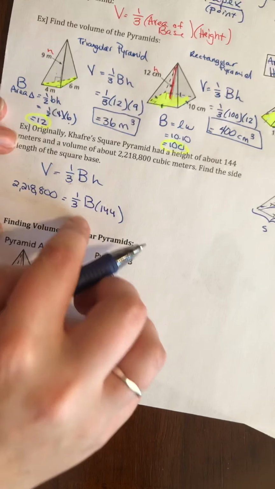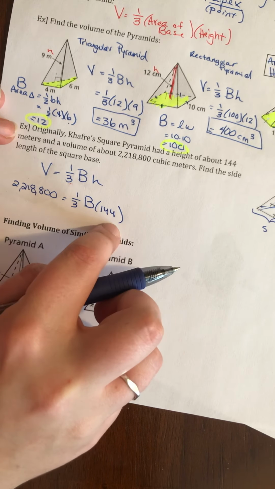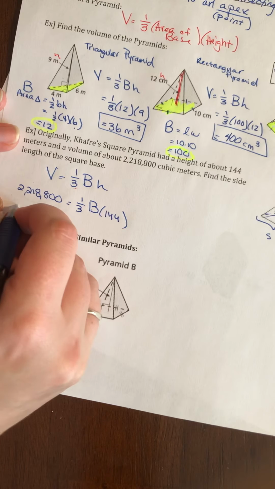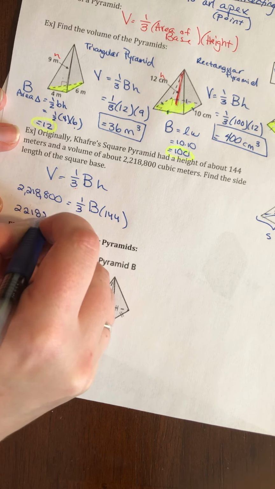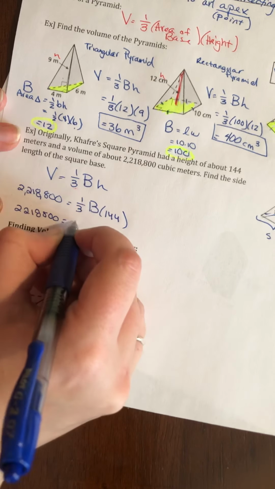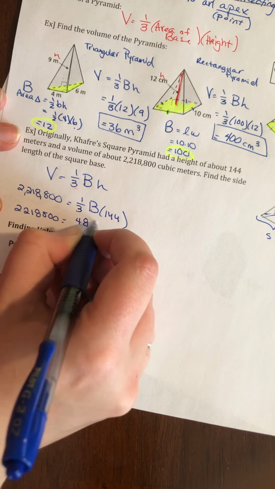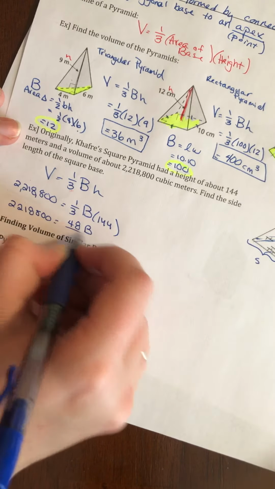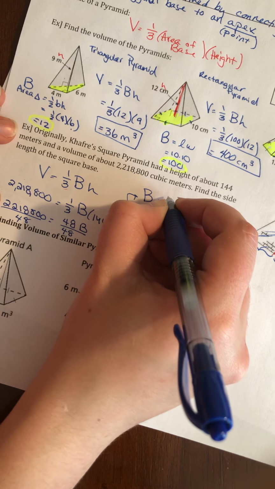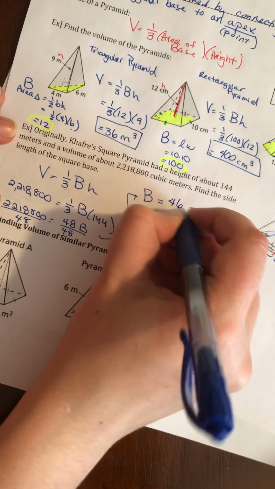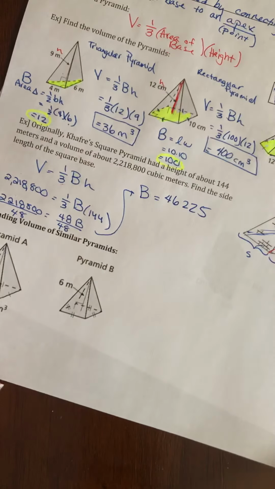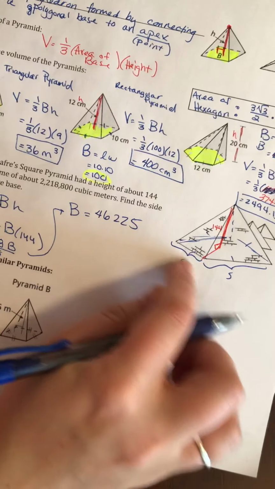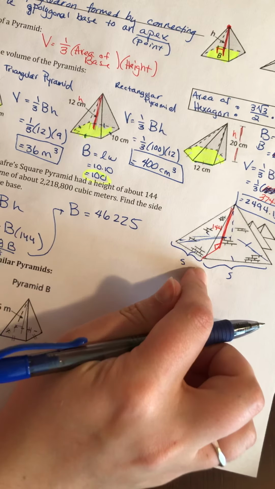So 1/3 times 144, or 144 divided by 3 is 48. Divide by 48. And the area of the base is 46,225. Now keep in mind, this is a side length that we want.